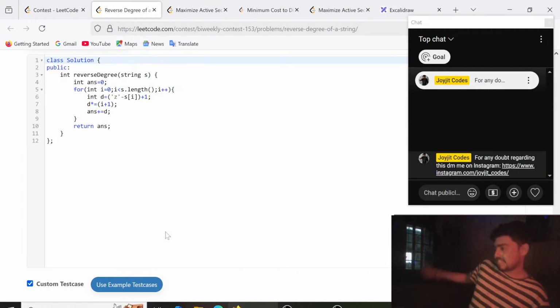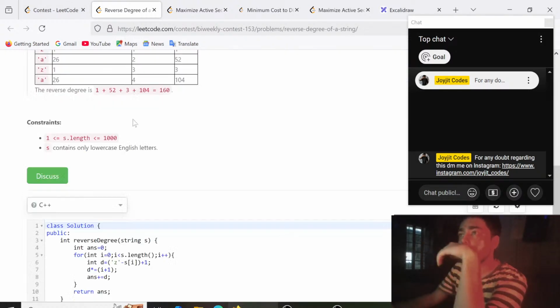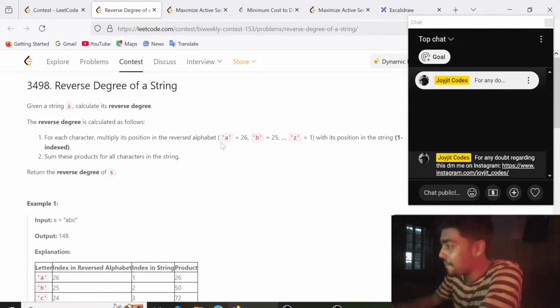So let's start with the first problem. This is reverse degree of a string. The problem states that you're given a string, and you have to calculate its reverse degree. The reverse degree is calculated as: for each character, multiply its position in the reversed alphabet, that is a is equal to 26, b is equal to 25, with its position in the string, 1-indexed. Sum this product over all characters in the string.